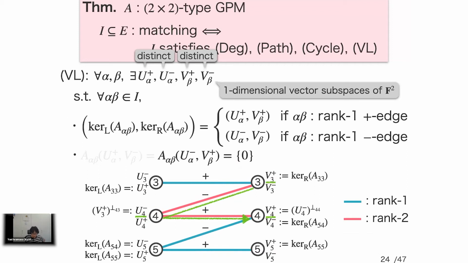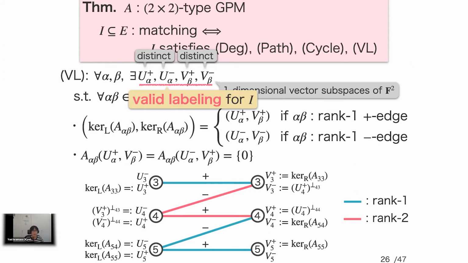So in other words, such minus spaces and plus spaces are uniquely determined by the propagation of V3 plus along this path. And similarly, the plus space of alpha and the minus space of beta are also orthogonal with respect to alpha beta. So this plus space and this minus space are uniquely determined by the propagation of V4 minus along the reverse of this path.